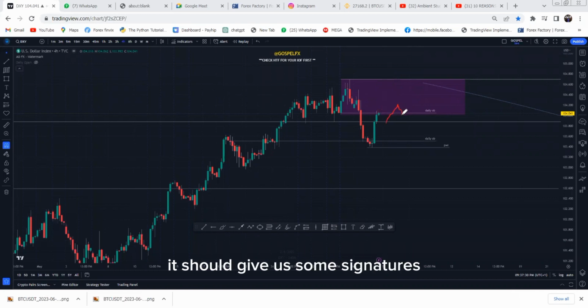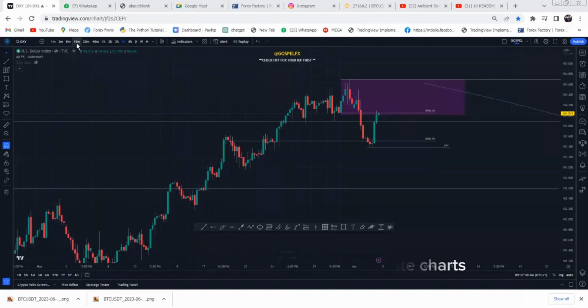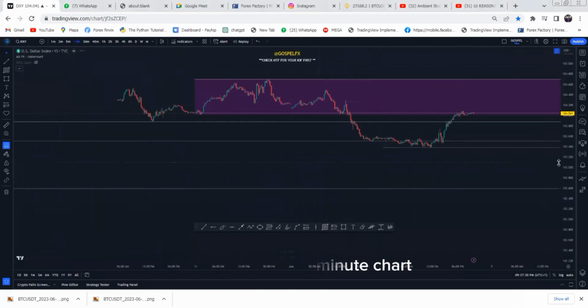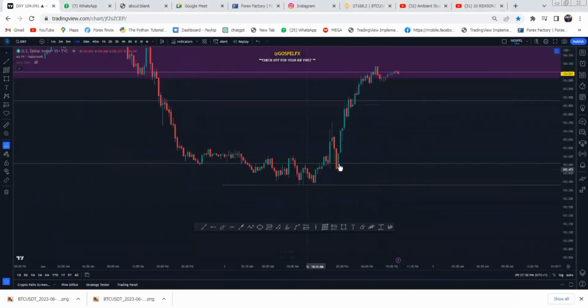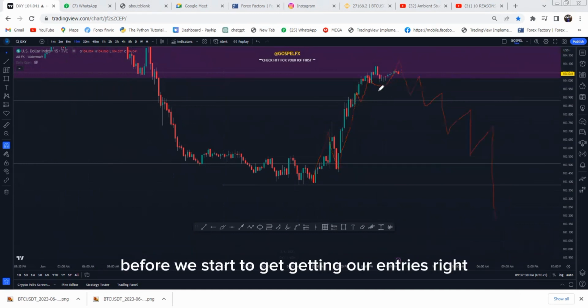It should give us some signatures on the 15-minute charts that clear break of structure and so on. Because if you go to the 15-minute chart, you'll notice that actually at this level here, price was already in an uptrend. Okay, price is in an uptrend. So we want to see a structure shift from 15-minute before we start getting our entries.